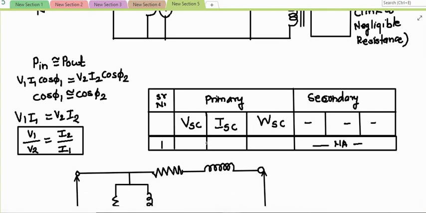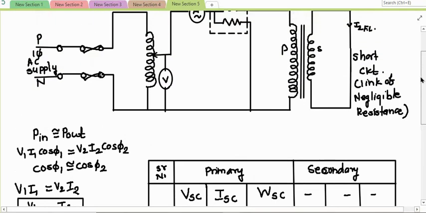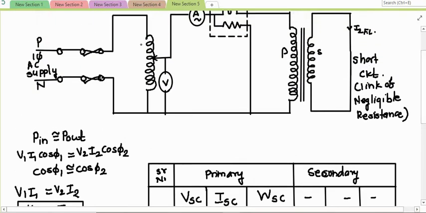Since a very small voltage is required for circulating the full load currents in both the windings, that is primary and the secondary, we have to take the precaution while applying this voltage, right? Very small voltage is required to circulate the rated current. So that voltage we have to increase in steps with the help of this variac or the auto transformer.